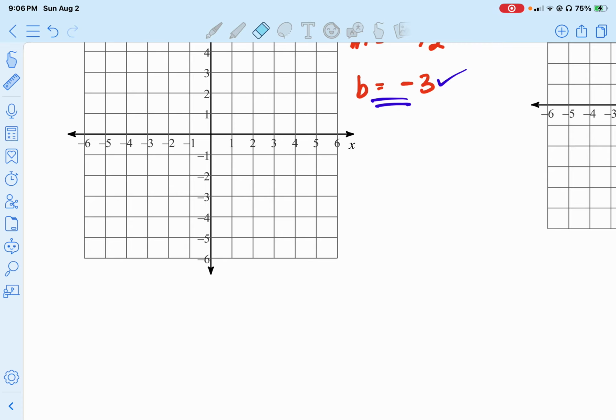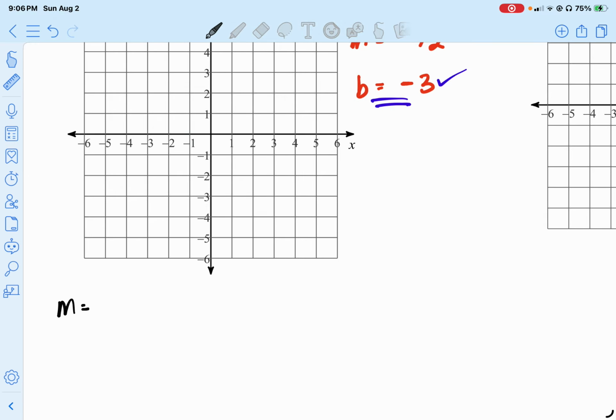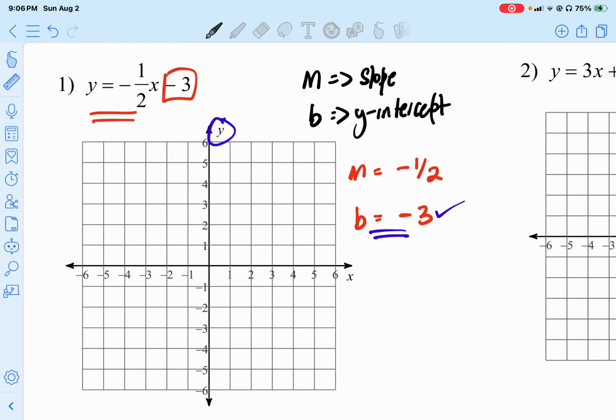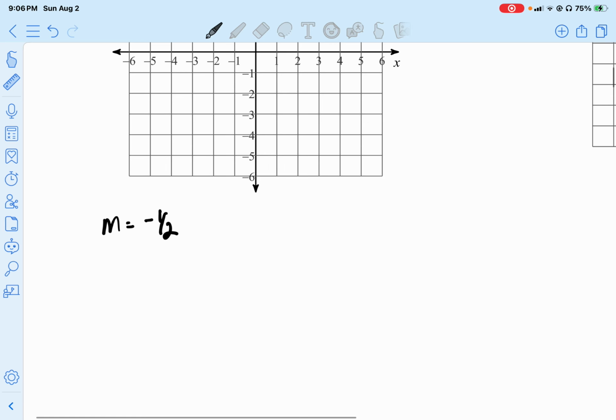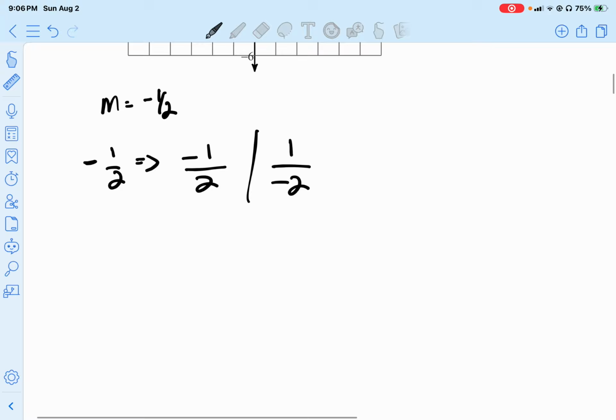Let's do it again. We recognized that it had a slope of negative 1/2 coming from this here. Now, what we want to analyze is what does this mean for us when we're drawing the line? So we're saying that negative 1/2 could be negative 1 over 2 or 1 over negative 2. Let us write out what that means.